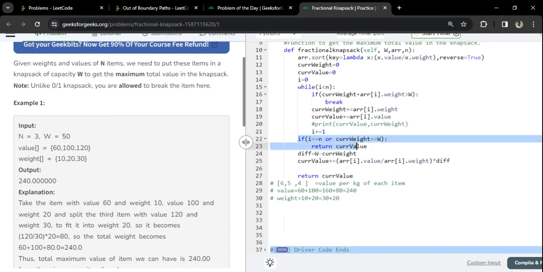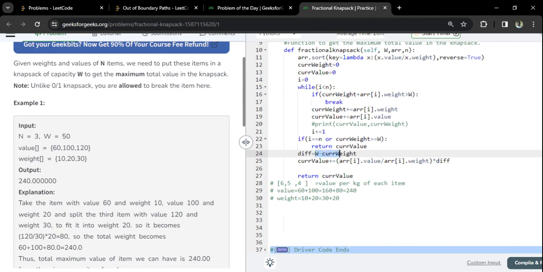If this is not the case, then for this example, we will be coming to this part. I will try to find the diff now. What is the diff? Diff is the weight which is required now, that is, w minus current weight. So I cannot take the whole next item, because it will be crossing the maximum mark. So I will have to take a part of the next item. As simple as that.